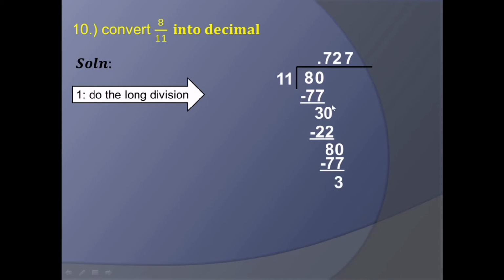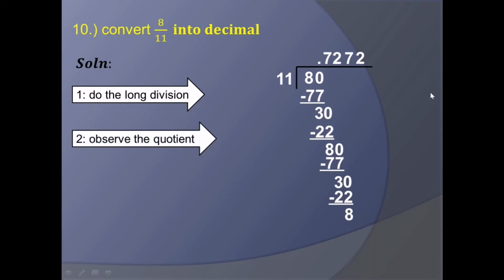Now, the requirement is only 3 zeros. But if you want to observe further, we're going to bring down another 0. So here, 30 divided by 11, which is 2. 2 times 11, that is 22. And 30 minus 22, which is 8. Now, if we try to observe the quotient, it only repeats on the number 72.